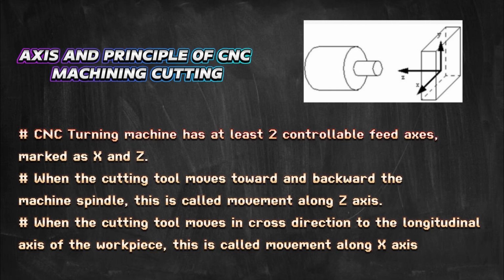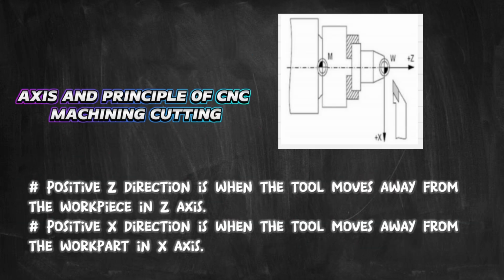Next, we learn about the axes and principle of CNC machining cutting. CNC turning machine has at least 2 controllable feed axes, marked as X and Z. When the cutting tool moves toward and backward from the machine spindle, this is called movement along the Z axis. When the cutting tool moves in a cross direction to the longitudinal axis of the workpiece, this is called movement along the X axis. Positive Z direction is when the tool moves away from the workpiece in the Z axis, while positive X direction is when the tool moves away from the workpart in the X axis.